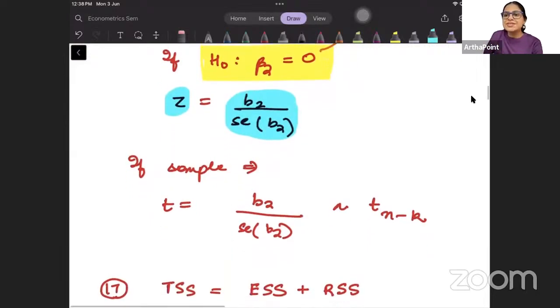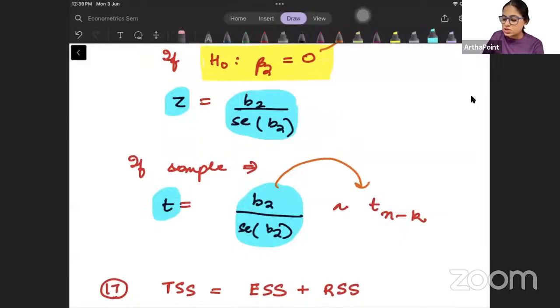If we are working with a sample, then in a sample we use t. So the t-test will have b2 upon standard error of b2. And this follows a t distribution with n minus k degrees of freedom.